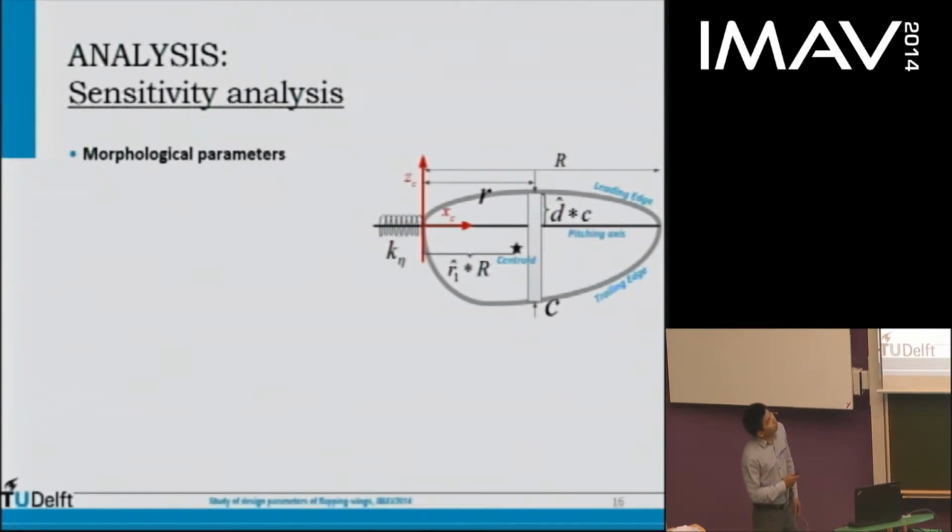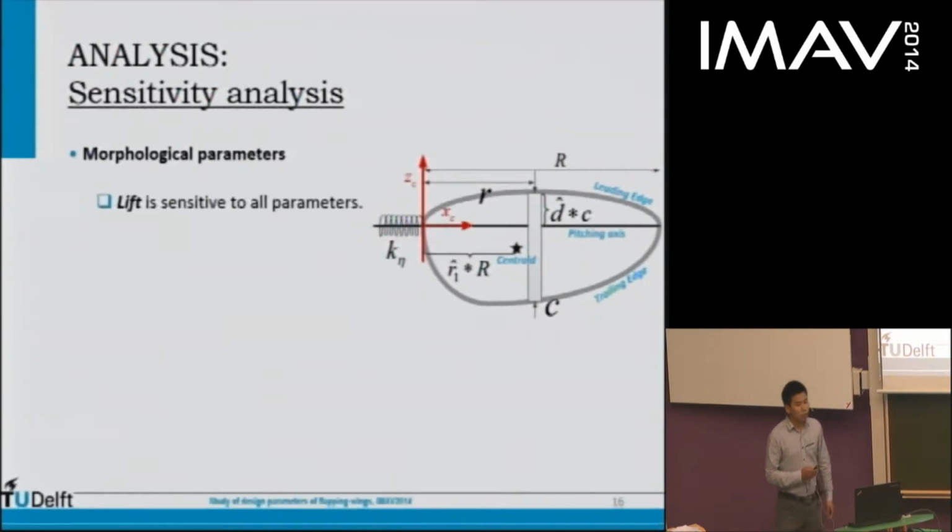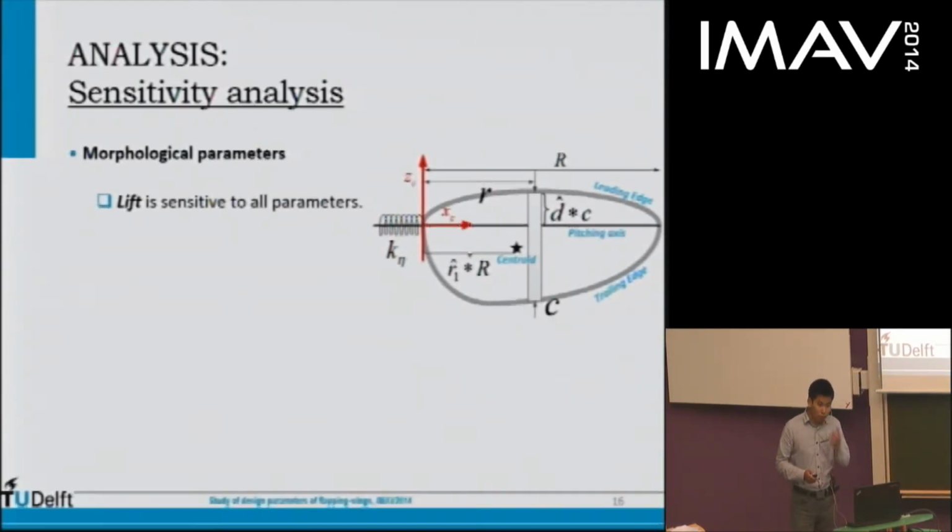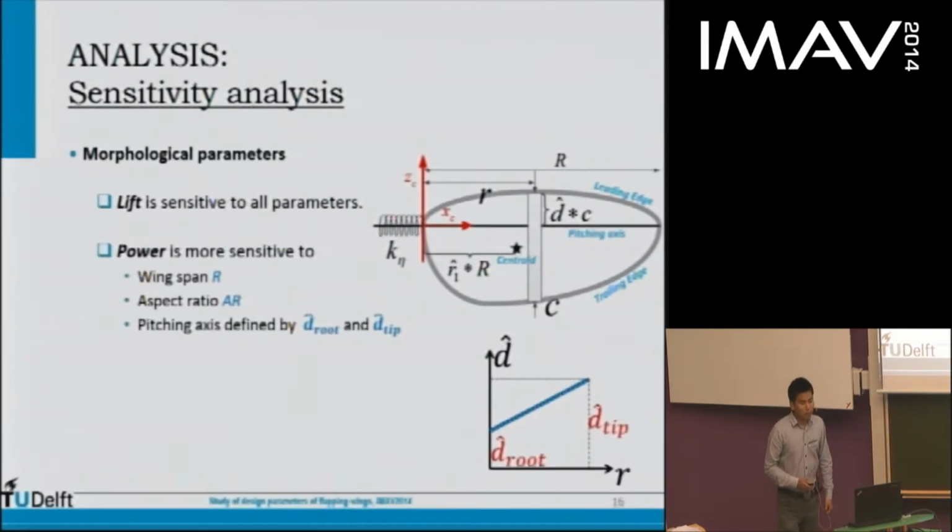The first is the effect of morphological parameters on the lift and power. The result shows that lift is sensitive to all the morphological parameters shown here, but the power is relatively more sensitive to wingspan, aspect ratio, and the pitching axis.